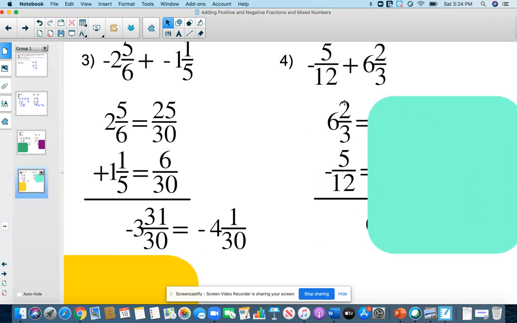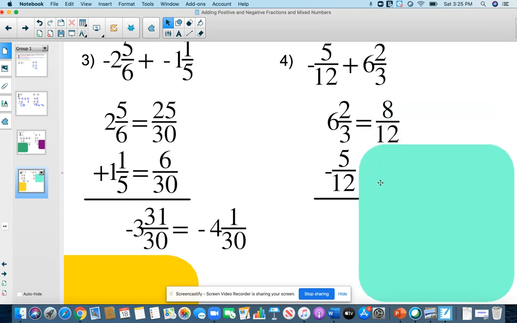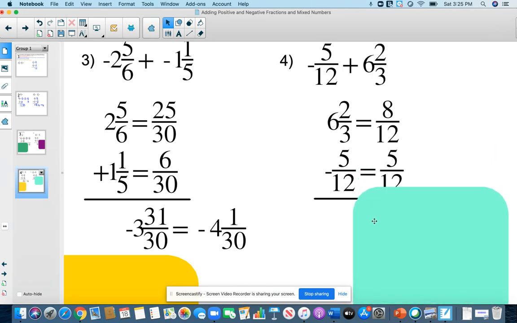So you're going to take 6 and 2/3 minus 5/12. You do need common denominators, and the first multiple of 12 is 12, and that does work for 3. So my denominator would be 12 for each of them. And you do take 3 times 4 to get to 12. So 2 times 4 is 8. And for 5/12, it already is in 12, so you don't have to do anything to it. Just rewrite 5/12.